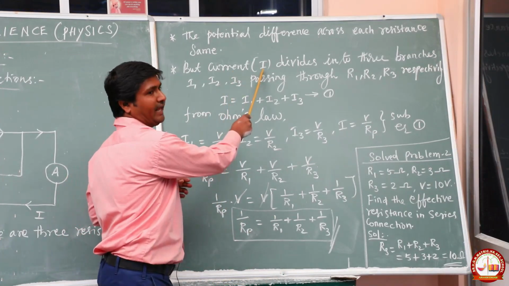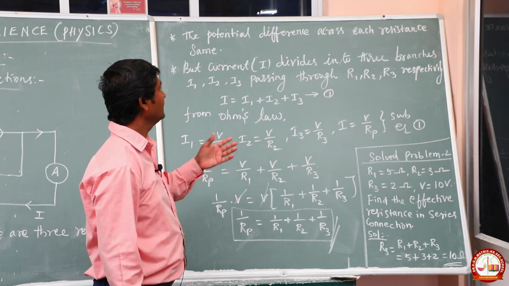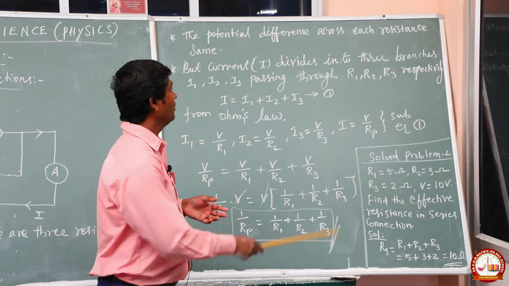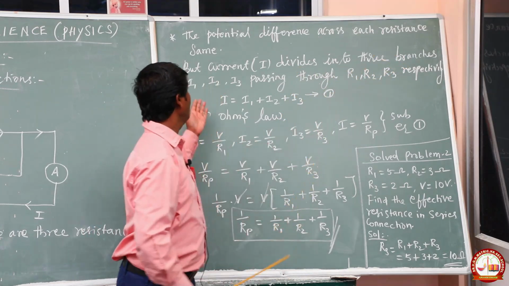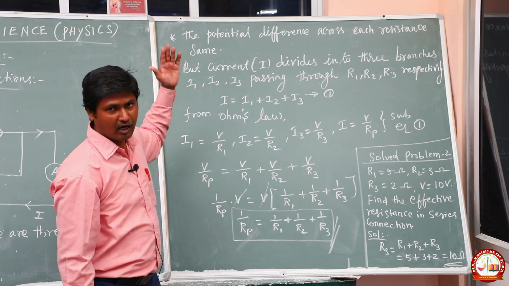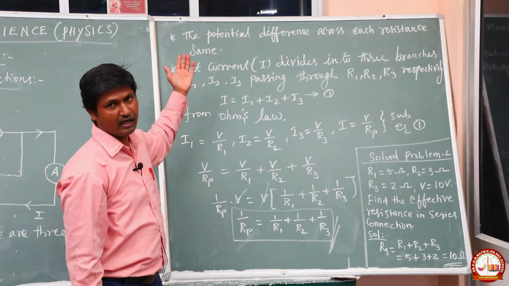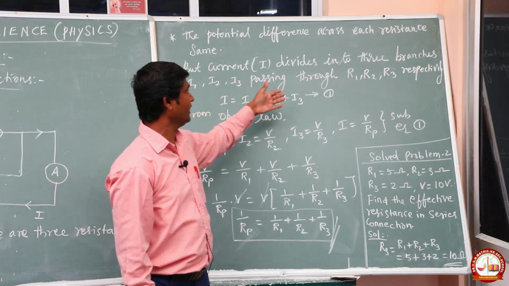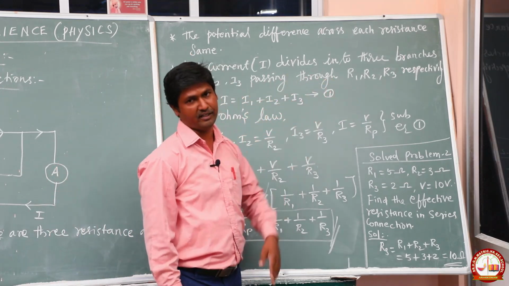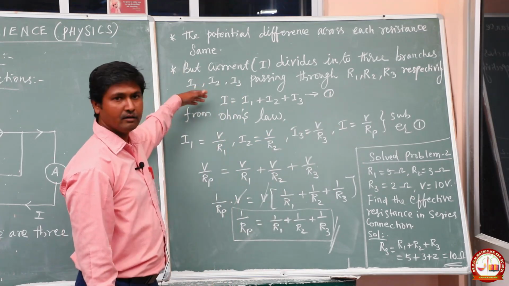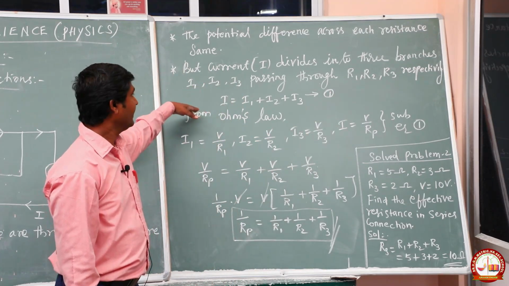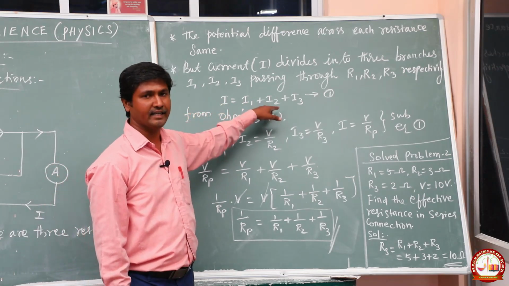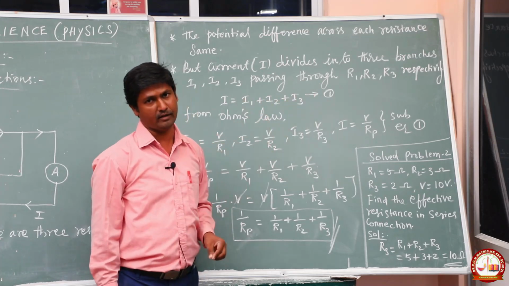But the current, capital I, the symbol of current, is divided into three branches with respect to the resistances. So it divides into three branches, I1 for resistance R1, I2 for resistance R2, I3 for resistance R3, passing through R1, R2, R3 respectively. Very important third point. Next, I is equal to I1 plus I2 plus I3. This is called equation number 1.